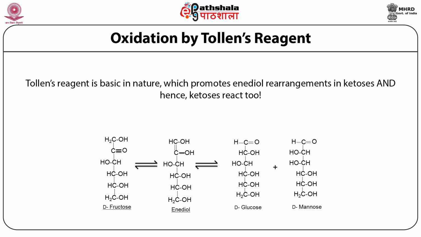So basically, it's not that ketoses like fructose react positive with Tollen's reagent directly; the basic nature of this reagent promotes the formation of an enediol, and the end product that is generated is a mixture of aldoses. And since we know that aldoses normally test positive with this reagent, when you get a positive test, it is because of the generation of these aldoses from the ketose that gives a positive test for fructose when Tollen's reagent is added to a solution containing fructose.